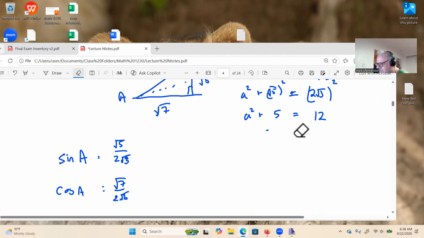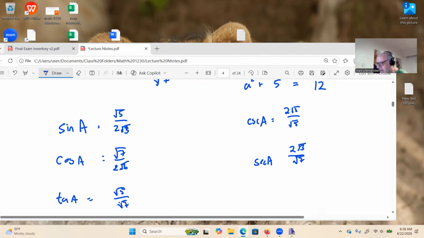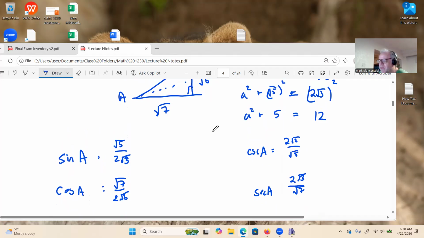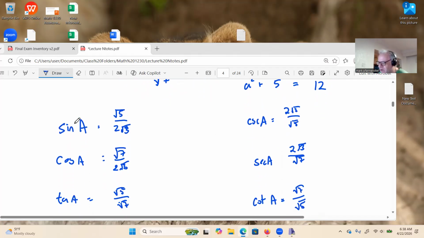Okay, so we can make some space here for my cosecant of A, which is equal to 2 root 3 divided by the square root of 5. It's just the reciprocal of the sine. Secant of A is equal to 2 root 3 over the square root of 7. And finally, the cotangent of A is equal to the square root of 7 over the square root of 5. So the important things that I'm looking for is, did you get all six of these things?